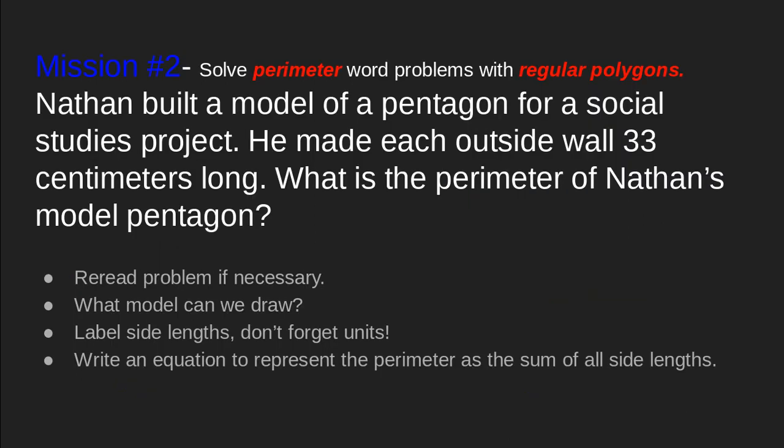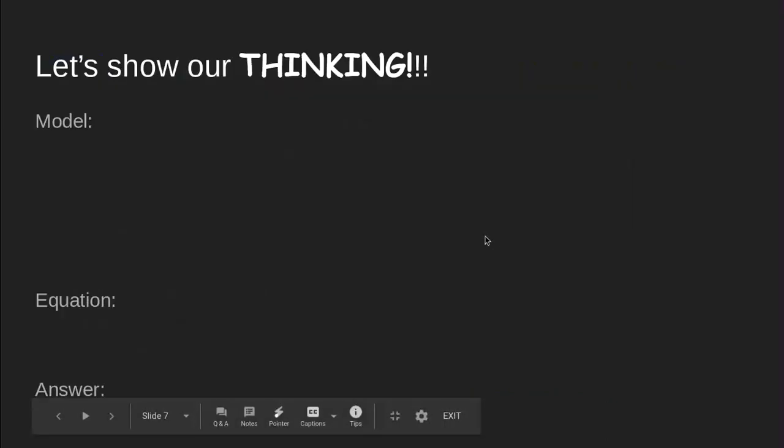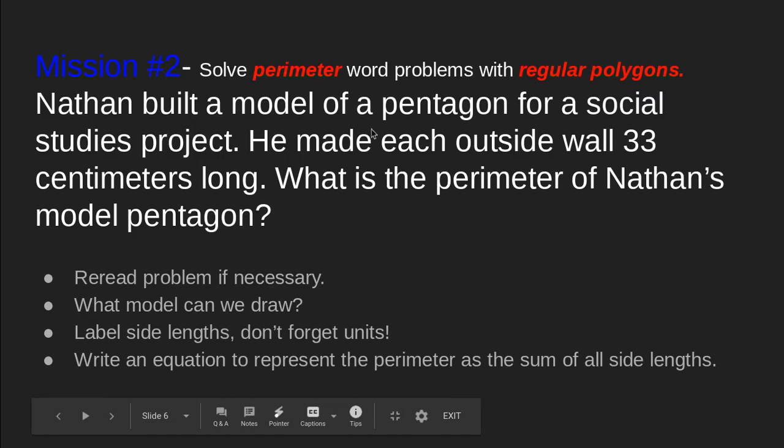And once you have figured out what mistake you made, you're ready to move on to our mission number 2. In mission number 2, we will be solving perimeter word problems with regular polygons. So here we go. Nathan built a model of a pentagon for a social studies project. He made each outside wall 33 centimeters long.